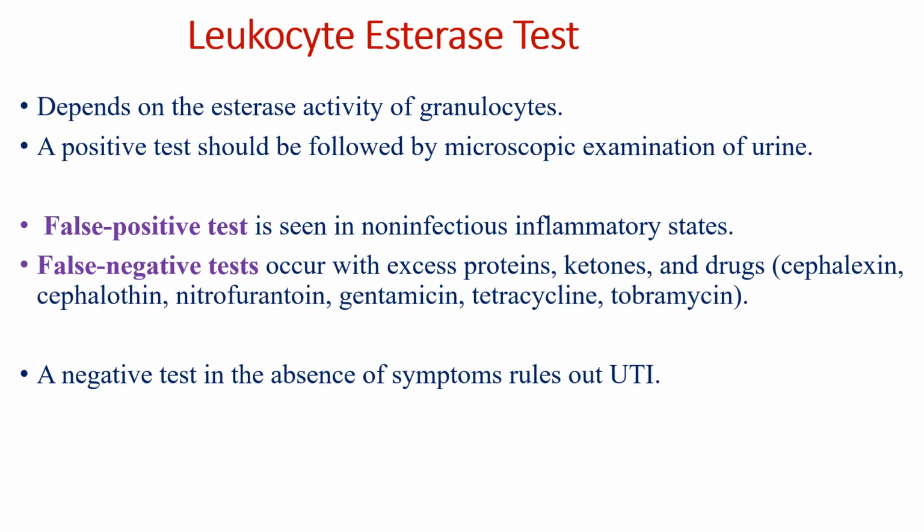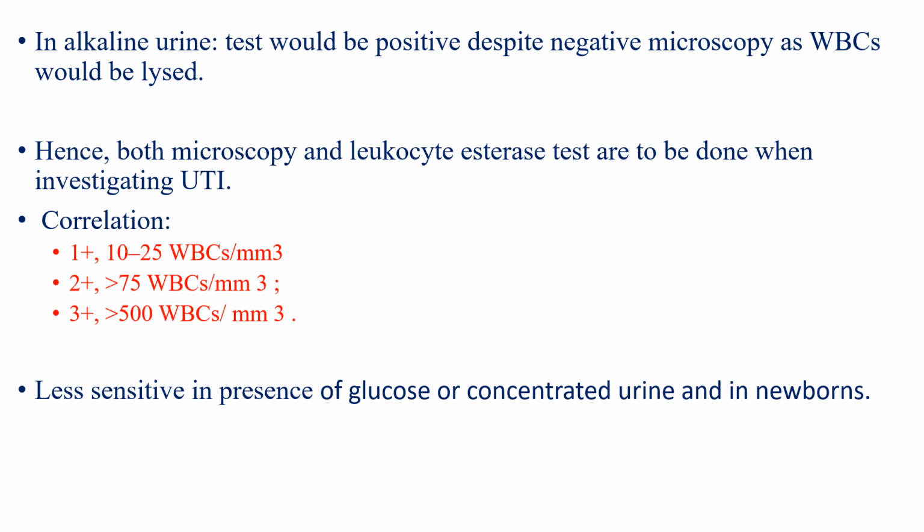The leukocyte esterase test depends on the esterase activity of granulocytes. This is an enzyme produced by granulocytes. A positive test should be followed by microscopic examination of the urine. False positive tests are seen in non-infectious inflammatory states, whereas false negative tests occur with excess proteins, ketones, and drugs. A negative test in the absence of symptoms rules out UTI. In alkaline urine, the test may be positive despite a negative microscope, as WBC would lyse. Hence, both microscopic and leukocyte esterase tests are to be done when investigating UTI.